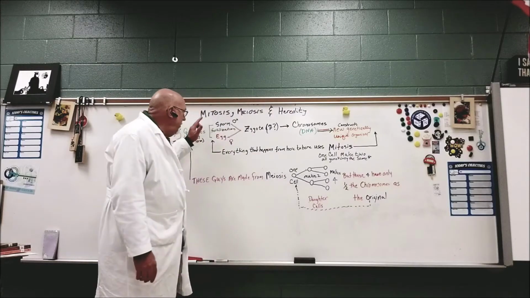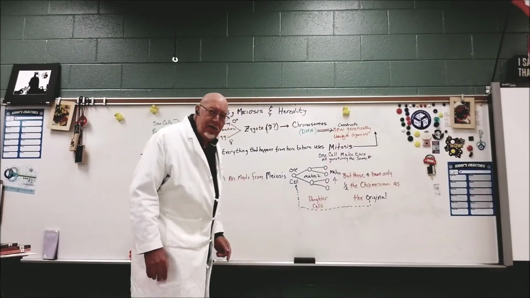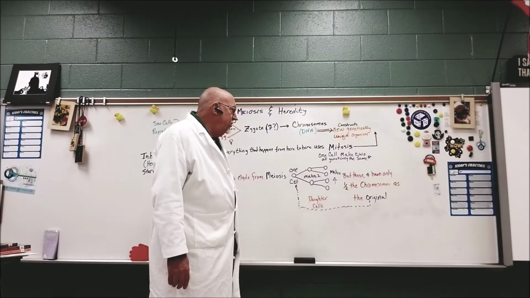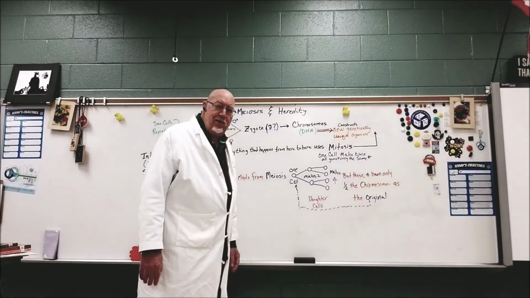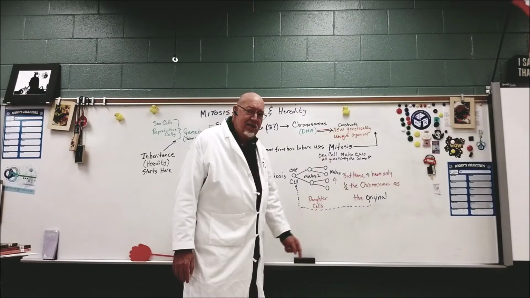Everything that happens from here to here uses mitosis. Mitosis is just when one cell makes two. So one cell splits and makes two. And we're going to go into the details of mitosis next week. So these are all pretty much genetically the same.